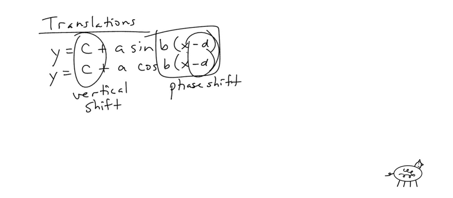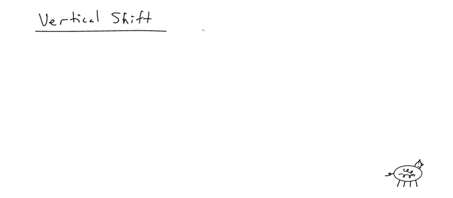All right, but let's just start out with a friendly problem here. Let's do our vertical shift first. So y is equal to 5 plus 2 sine of x. Okay, y equals 5 plus 2 sine of x.